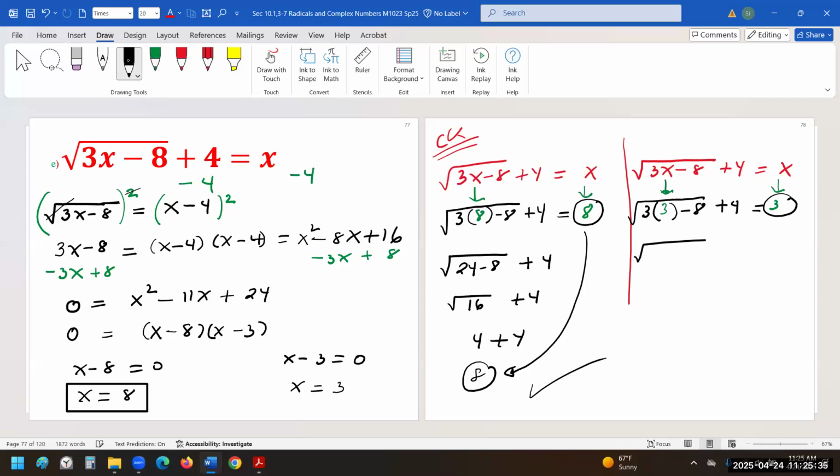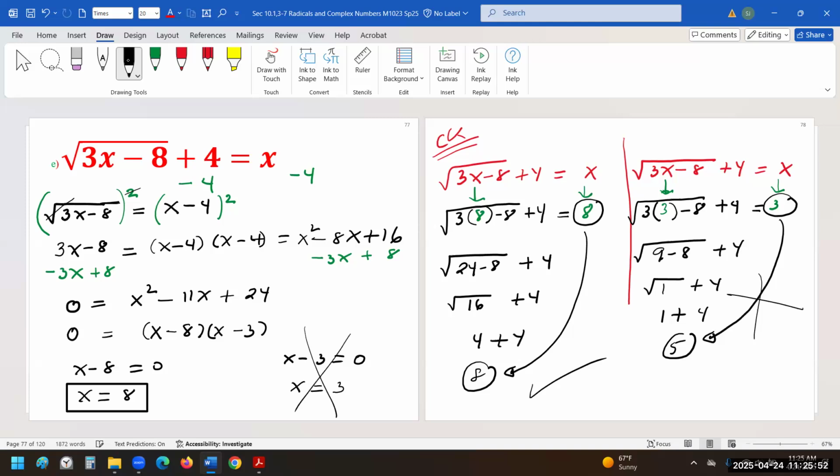The next one, 3 times 3 is 9. So we have 9 minus 8 plus 4. 9 minus 8 is 1 plus 4. So we have 1 plus 4. And what is 1 plus 4? Do we have the same number on both sides? So we cannot accept x equals 3 as our solution. So the only solution we have is this one. Any questions?